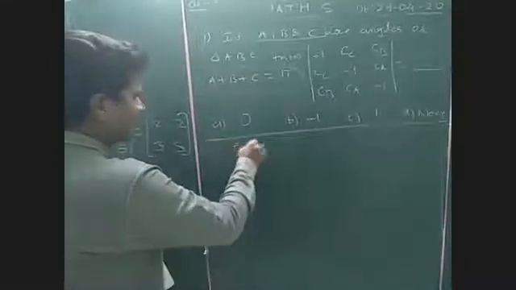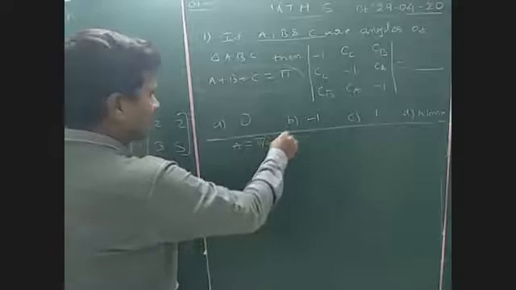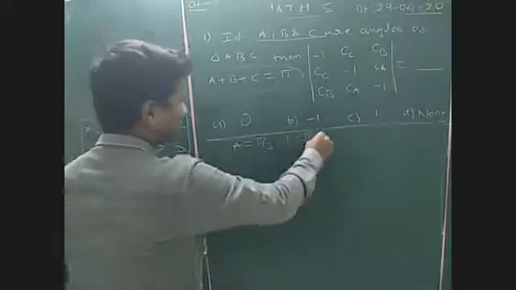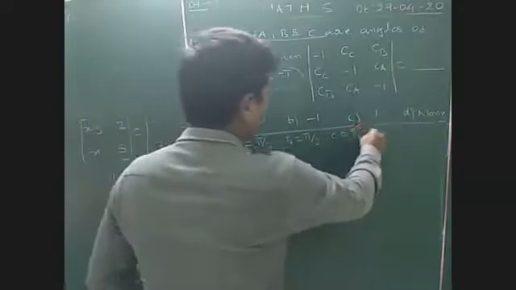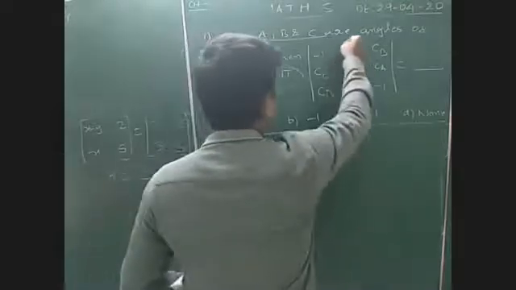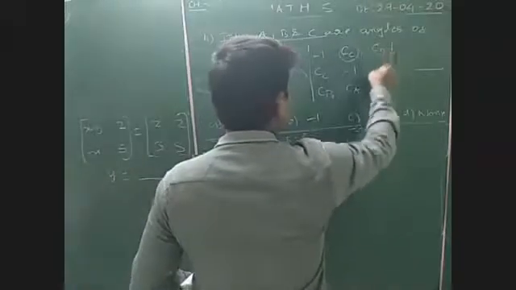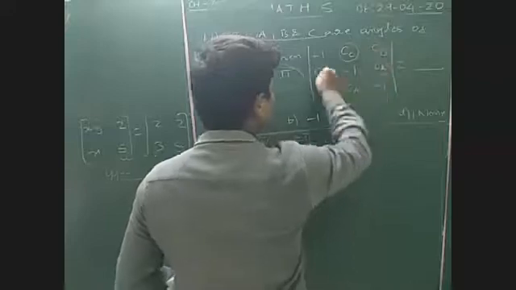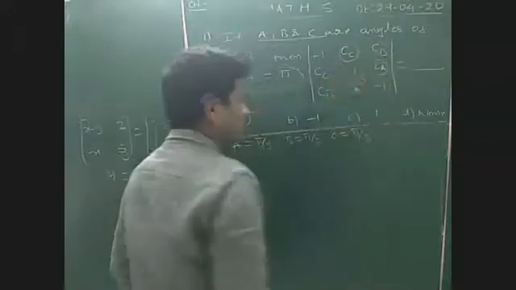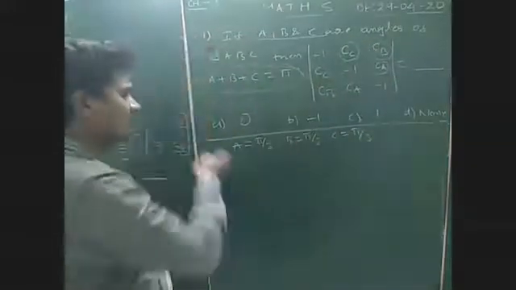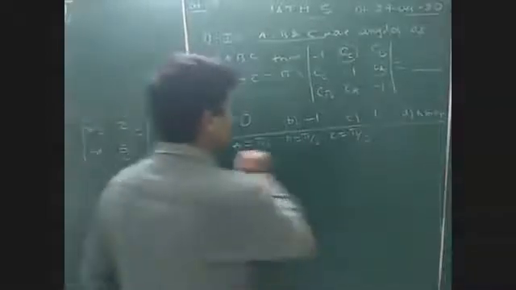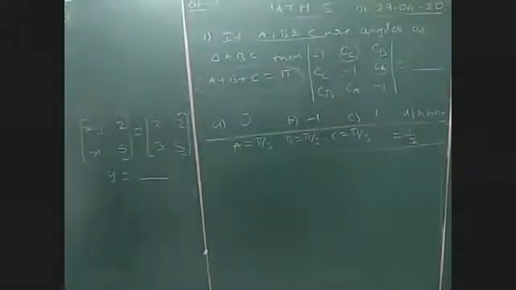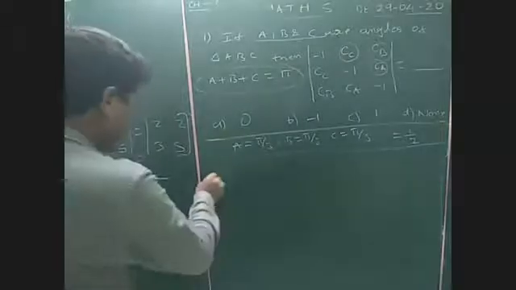It's better to substitute A is equal to pi by 3, B is equal to pi by 3, C is equal to pi by 3. In this case, what about cos 60? Cos 60 is 1 by 2. Substitute 1 by 2 everywhere. You can simplify that and you will get one of the answers. Just tell me what the answer is. Like that you can do.